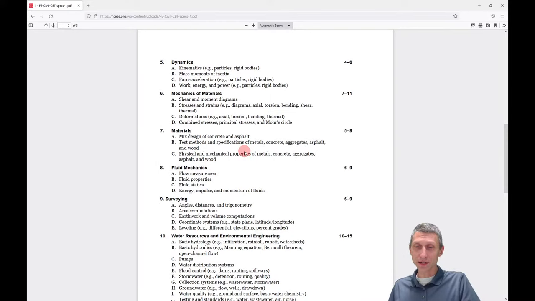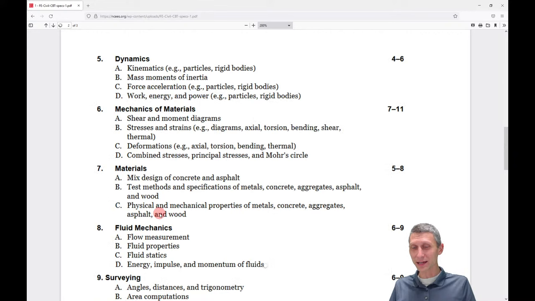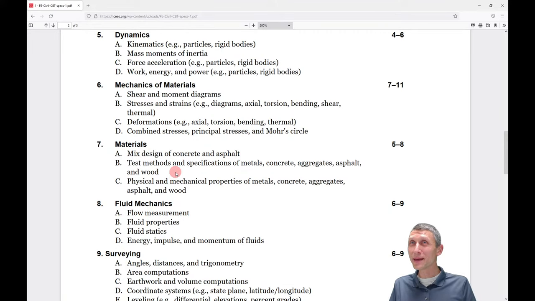And what you'll see with materials is there's three topics, 5 to 8 questions. Mix design of concrete and asphalt doesn't get covered in a lot of different classes. Test methods, we get into some of those, some more than others. But metals, concrete, aggregates, yeah, wood, not so much.